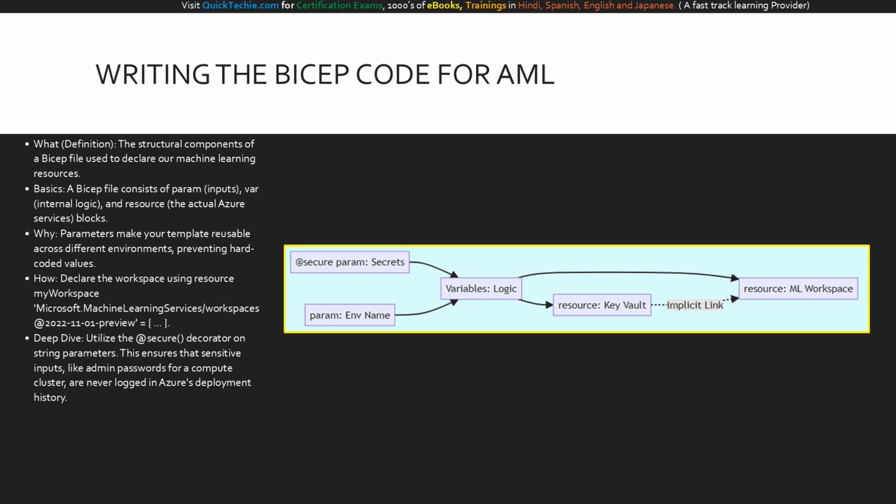These flow into our variables, which compute names and configurations. The variables then feed into the actual resource declarations. Notice the implicit link from Key Vault to the ML workspace. By referencing the Key Vault's output inside the workspace declaration, Bicep links them automatically without extra code.